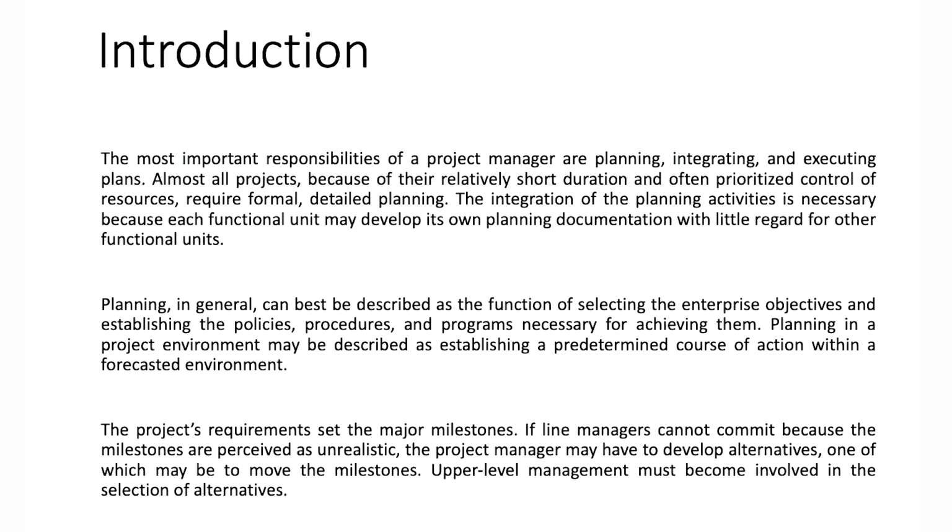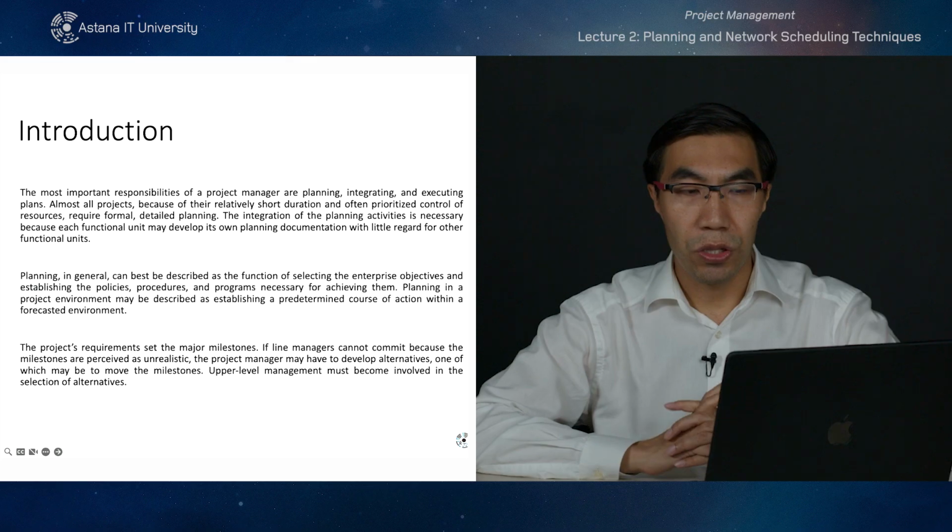So the project's requirements set the major milestones, and if line managers cannot commit because the milestones are perceived as unrealistic, the project manager may have to develop alternatives, one of which may be to move the milestones. And upper-level management must become involved in the selection of alternatives and make decisions whether to accept these changes or not.